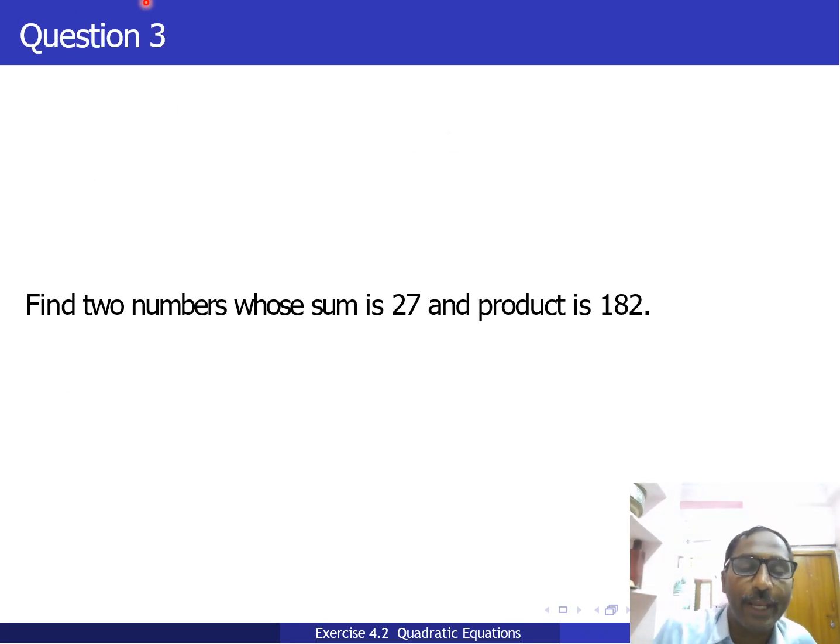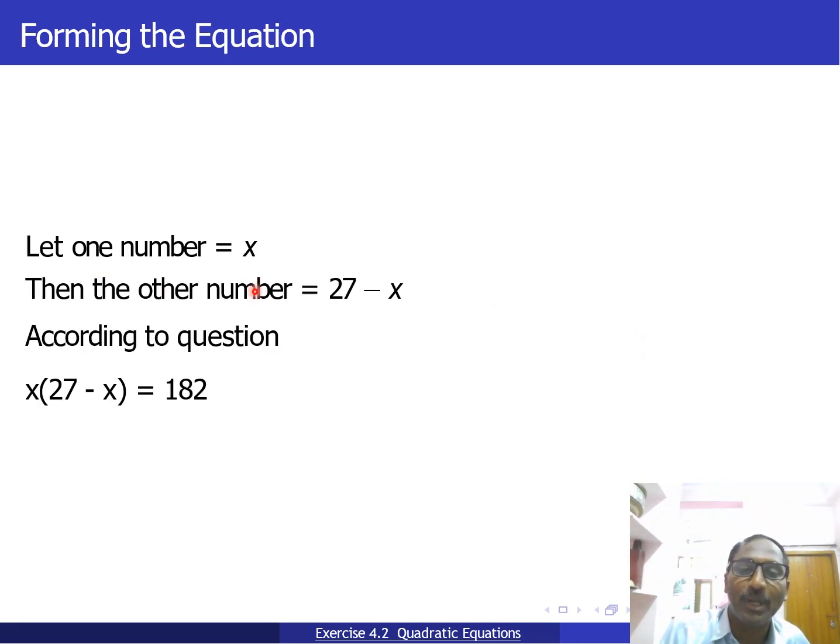Now question number 3. Find two numbers whose sum is 27 and product is 182. Let one number be x, then the other number is 27 minus x. According to the question, x times 27 minus x equal to 182. Have you understood the question?